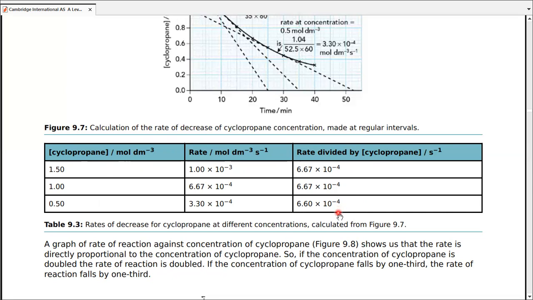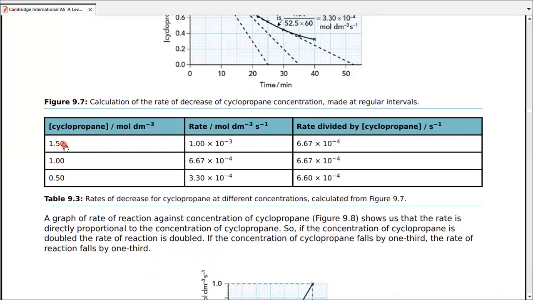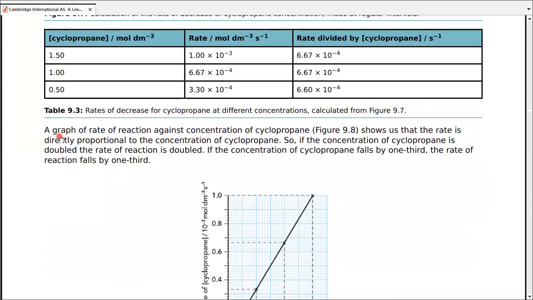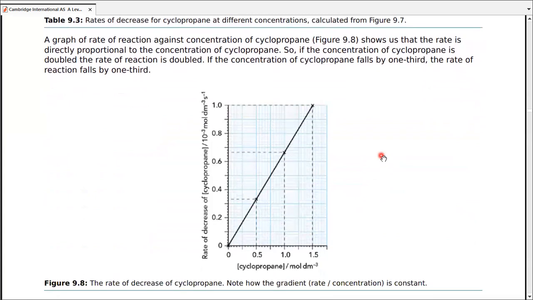Now, this is going to give you a very good idea when we move ahead and talk about formulating this. Okay, so take a look. Cyclopropane's concentration at 1.5, the rate, and when we divide both, the answer is this, and this for 1, and this for 0.5. Now, a graph of rate of reaction against concentration of cyclopropane shows us that the rate is directly proportional to concentration of cyclopropane. So if the concentration of cyclopropane is doubled, the rate of reaction is doubled. If the concentration of cyclopropane falls by one third, the rate of reaction falls by one third.